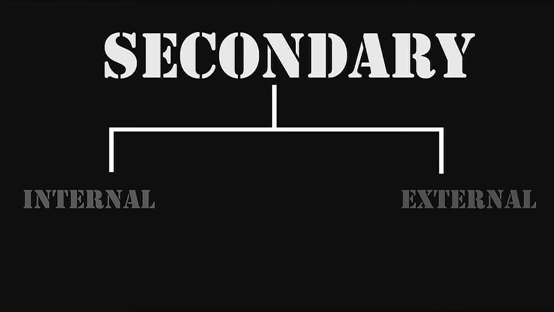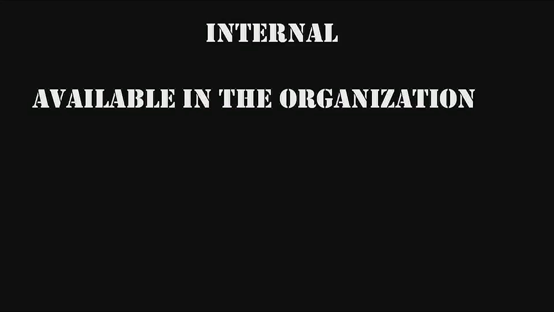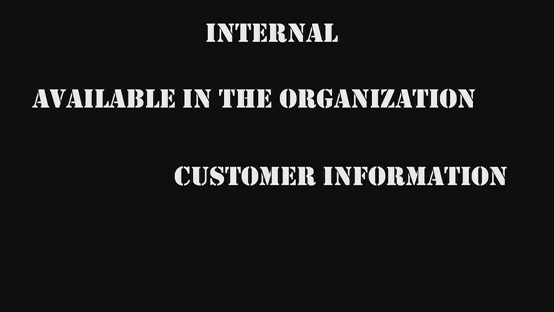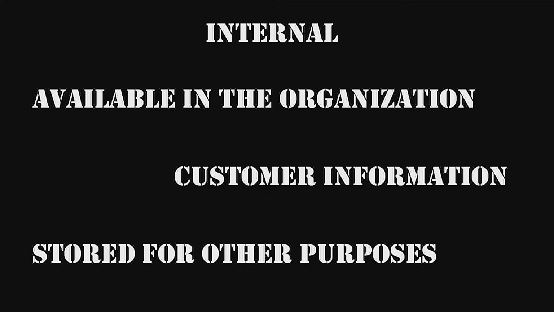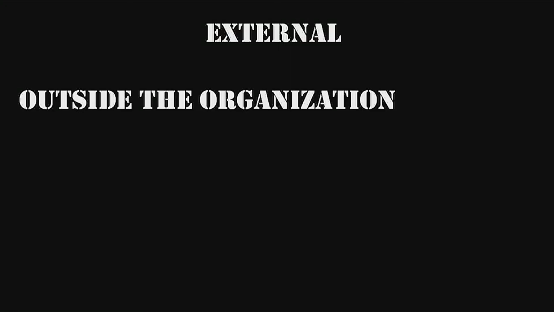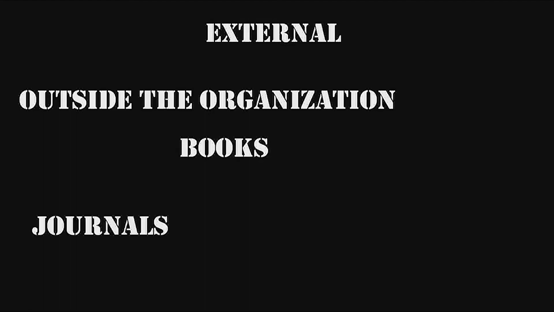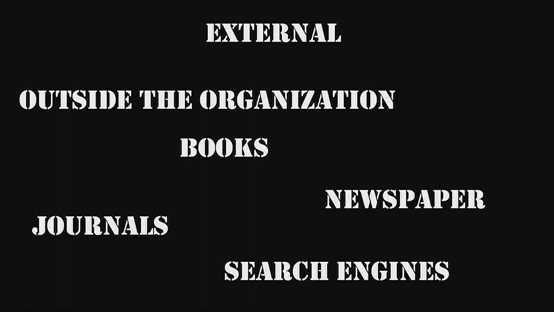Let's talk about the secondary research first because it is easier to understand. The secondary information is that type of information that is already available. There are two types of secondary information. They are internal and external. The internal one is already available in the organization. This can be customer information stored for other purposes. And as the name suggests, the external information is the information outside of the organization. The sources can be books, journals, newspapers and search engines. So these were the two types of secondary information.